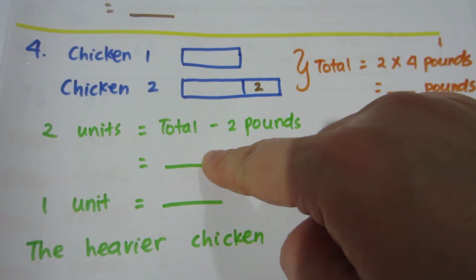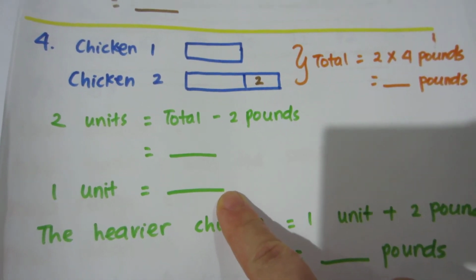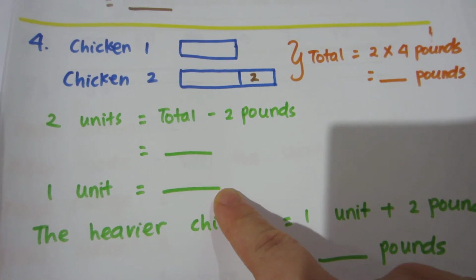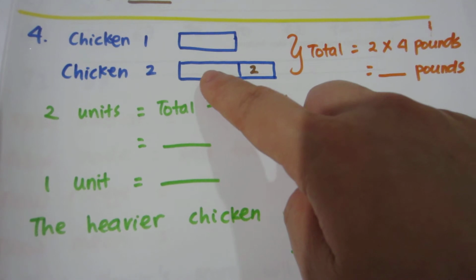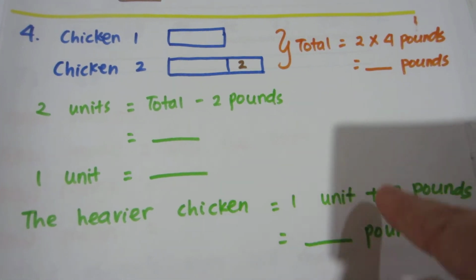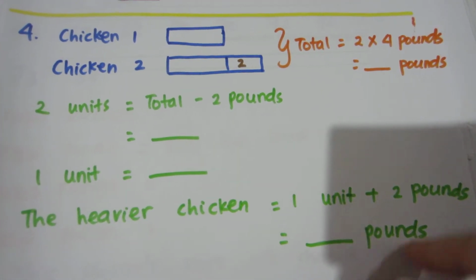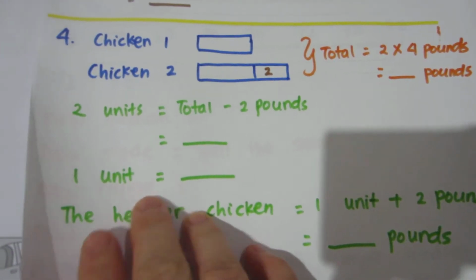After you get 2 units, we can divide it and get 1 unit. After that, we find the heavier chicken, which is chicken number 2. That is 1 unit plus 2 pounds. And then we get the heavier chicken weight. Next, number 5.